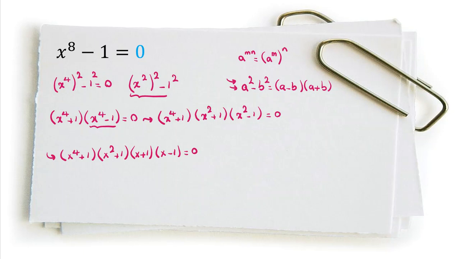Okay, now we have 4 terms. Each of them can be 0. If this one be 0, then x equal to 1. First answer. If this one is 0, x equal to negative 1.